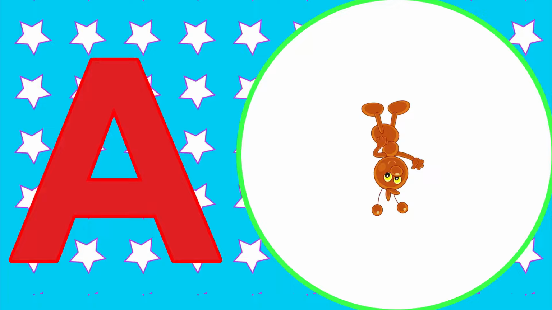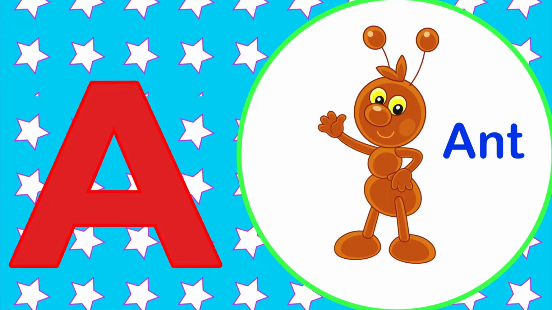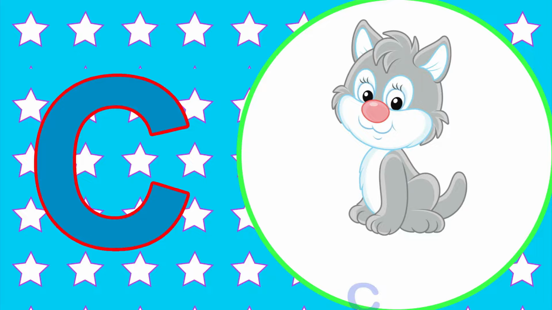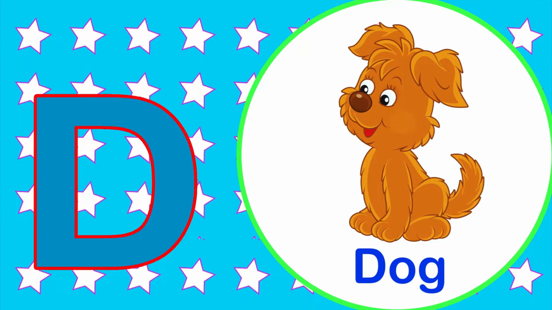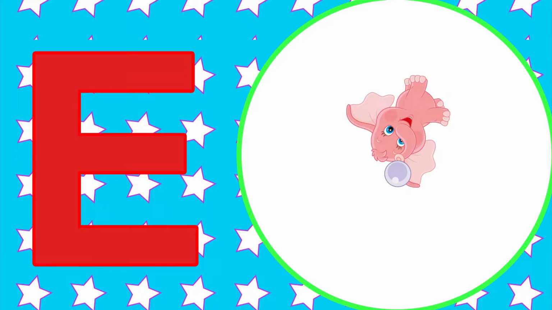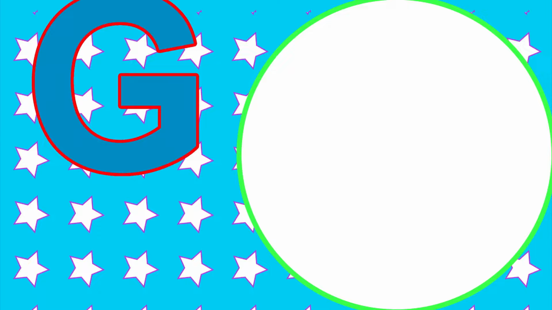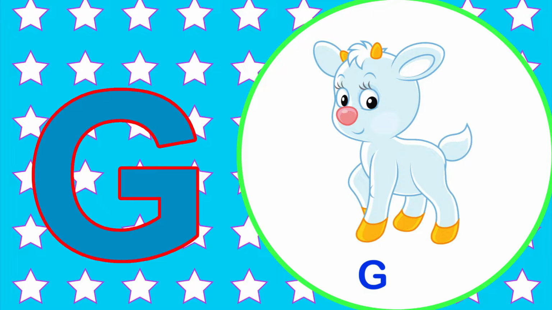A, A for ant. B, B for bird. C, C for cat. D, D for dog. E, E for elephant. F, F for fish. G, G for goat.